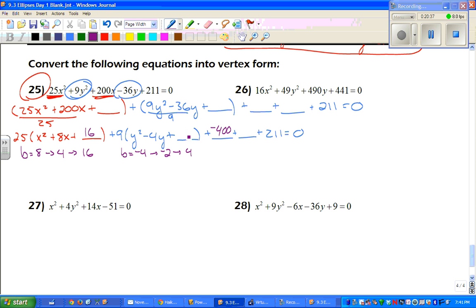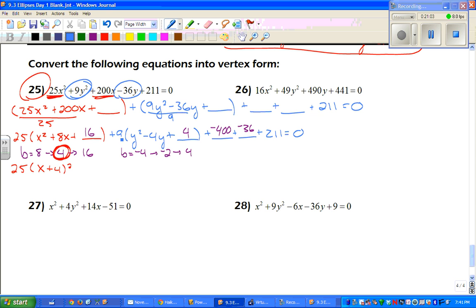Squared, I get 4. However, that's not really a 4 because it's been multiplied by 9, so it's really a 36. So I need a negative 36 on the outside to balance it out. Okay, moving on. I still have a 25, and I can use that b over 2 value to help factor this. So this becomes x plus 4 squared.